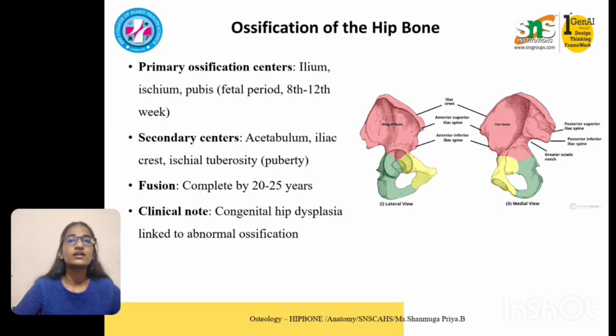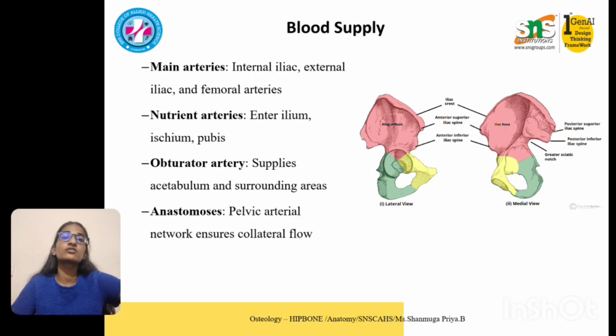Blood supply for the hip bone comes mainly from the internal iliac as well as the external iliac and femoral arteries. The nutrient arteries enter directly into the ilium, ischium, and pubis to nourish the bone tissue. The obturator artery especially supplies the acetabulum and nearby areas. There is a rich network of anastomosis in the pelvis to ensure collateral blood flow in case of injury.